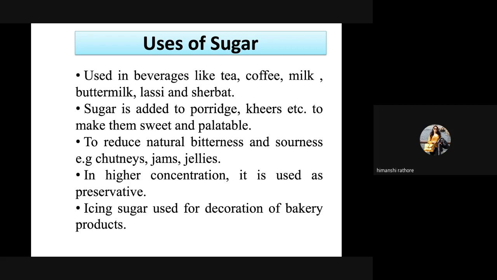And icing sugar is being used in the decoration of bakery products, like in creams, it is molded in creams, and then that cream is used on the top of the cakes, muffins, and cupcakes. So this is how the sugar is being used in our kitchens.